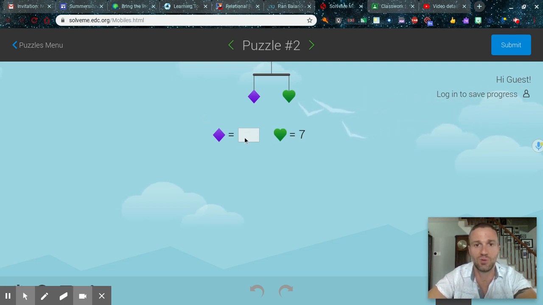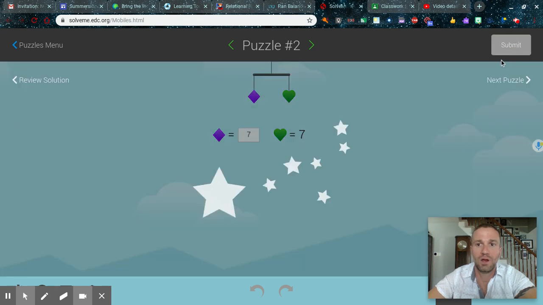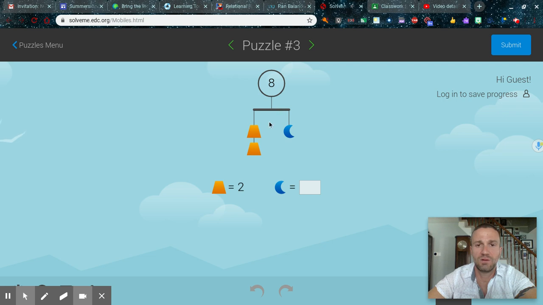So now I'm looking at this and I can't see the top of this one. So I don't know what the total is going to be, but I know that the heart is 7 and this is still balanced. So I know that that's going to have to be the same. All right. Okay, now I know my total is 8. If each of my trapezoids is 2, so 2 and 2, we're thinking about that. And that balanced with this crescent moon. So I'm going to be thinking, what must this moon be worth?